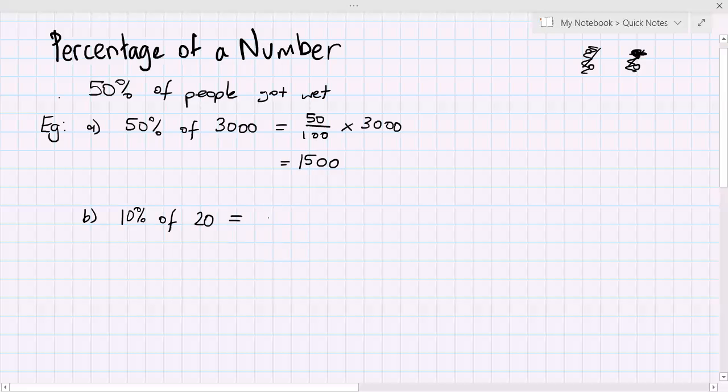10% is probably, again, something you can do in your head like 50%, but if you can't, 10% means 10 out of 100, of means times, and 20 is the number of people in the class. So 10 out of 100 times 20. Now, hopefully you do know that 10% of 20 is 2.